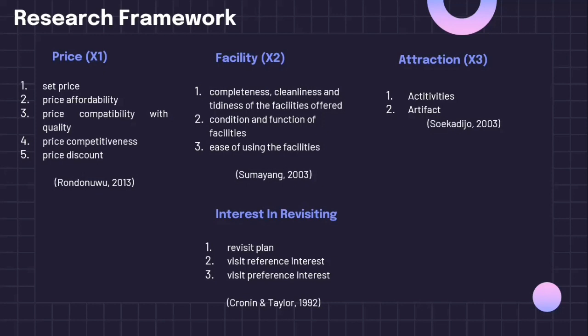In variable 2, facilities, there are indicators, namely the first is completeness, cleanliness, and tidiness of the facilities offered, the second is condition and function of facilities, the third is ease of using the facilities, by Sumayang 2003. In variable 3, attractions, there are indicators, namely the first is activities and the second is artifact, by Kadijo 2003. The dependent variable is interest in revisiting. There are indicators, namely the first is revisit plan, the second is visit reference interest, and the last is visit preference interest, by Cronin and Taylor 1992.